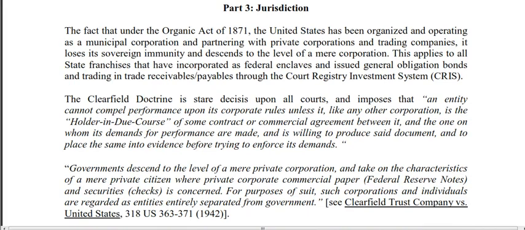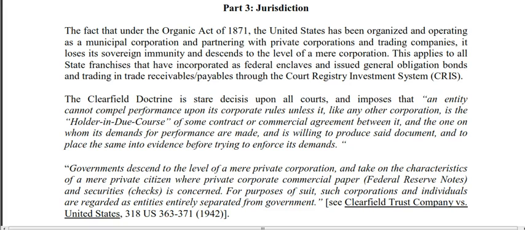The fact that under the Organic Act of 1871, the U.S. has been organized and operating as a municipal corporation and partnering with private corporations and trading companies, it loses its sovereign immunity and descends to the level of a mere corporation. This applies to all state franchises that have incorporated as federal enclaves and issued general obligation bonds and trade in trade receivables and payables through the Court Registry Investment System, or CRIS.